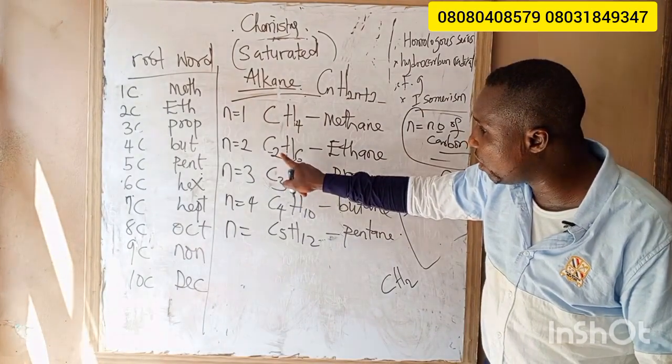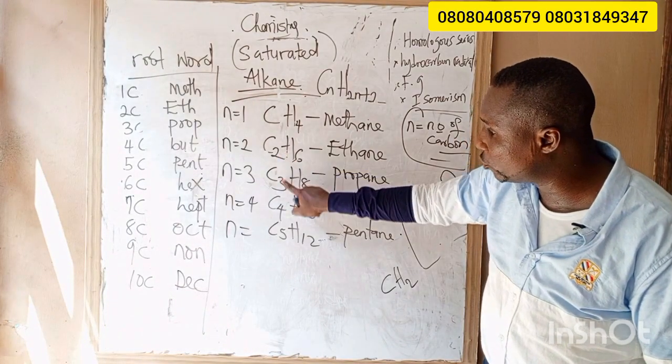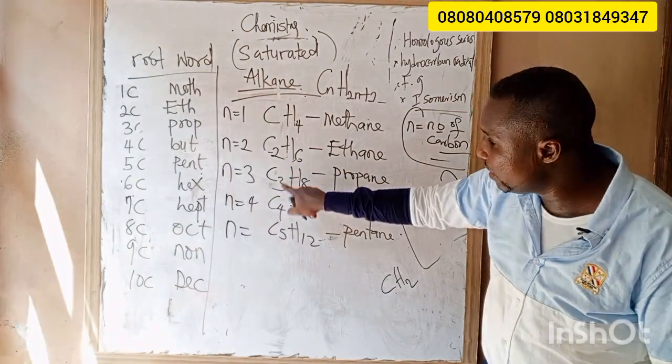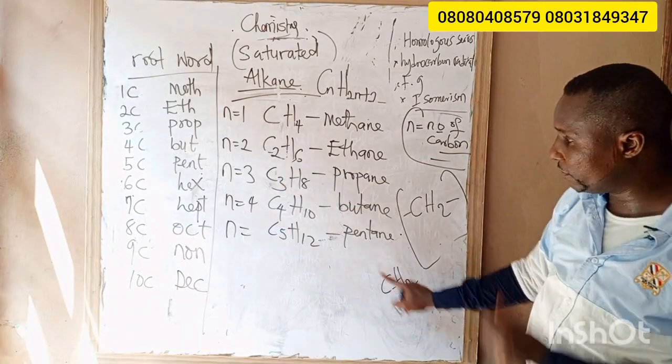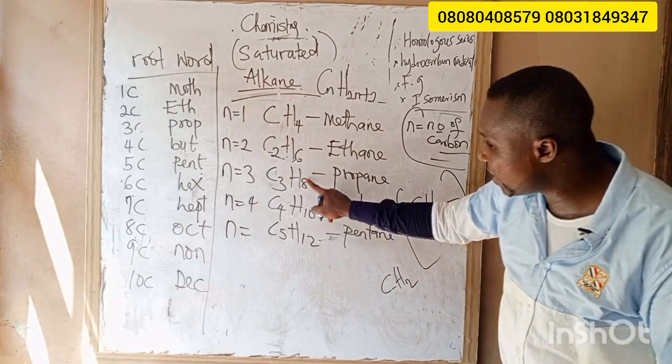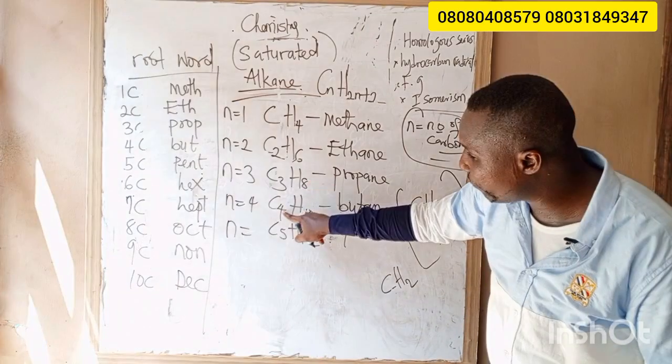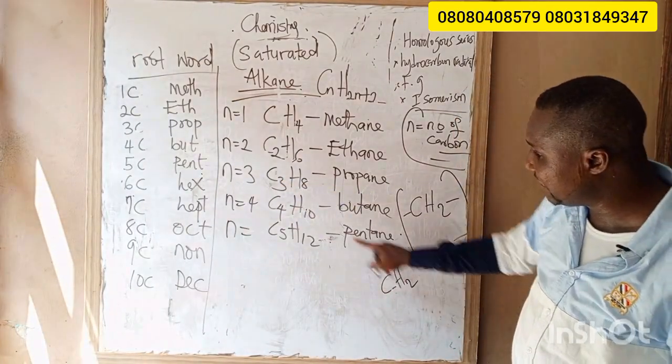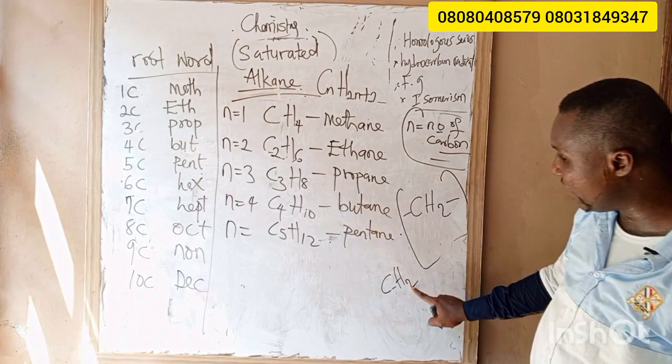Look at this one. The successive member: the second member is what? The third member. C3 minus C2 will give you C. H8 minus H6 will give you H2. Look at the difference between this. C4 minus C3 is C. H10 minus H8 will give you H2.